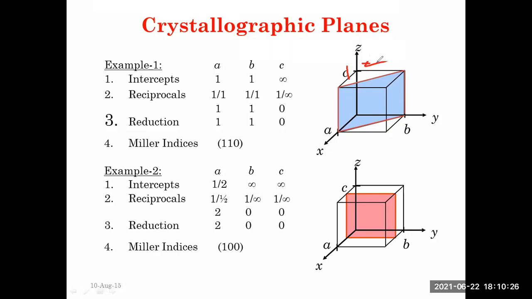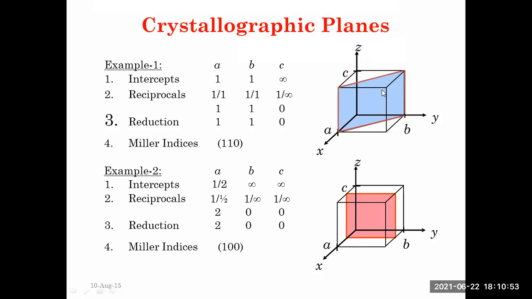Any plane which is parallel to the z-axis will be taken as infinity. I've taken the A dimension from 0 to A. What will be the length? Let us consider that length is 1. And from 0 to B, what is the length? Let us consider that is 1. And since this is parallel to the z-axis, I'm taking it as infinity.